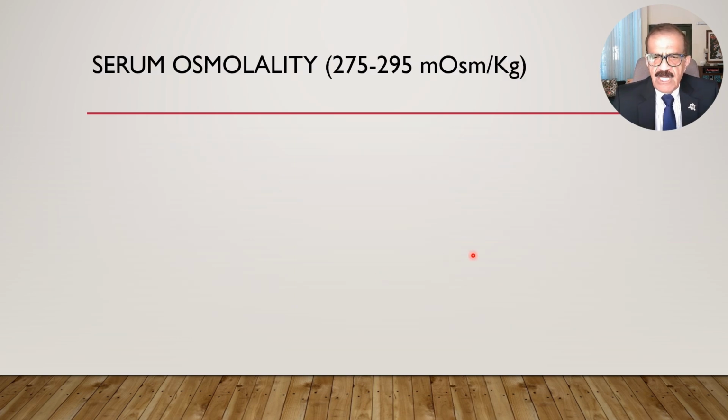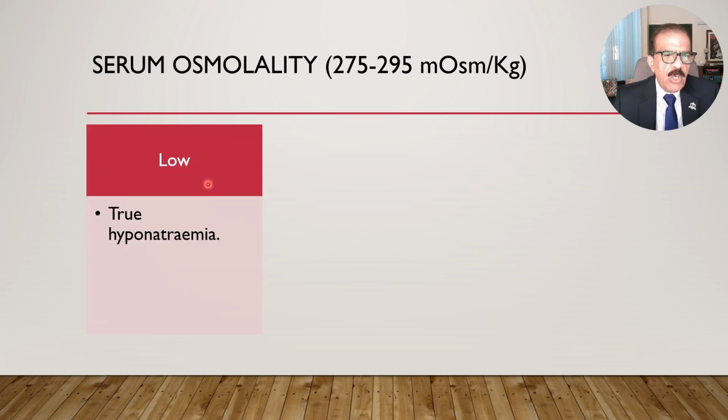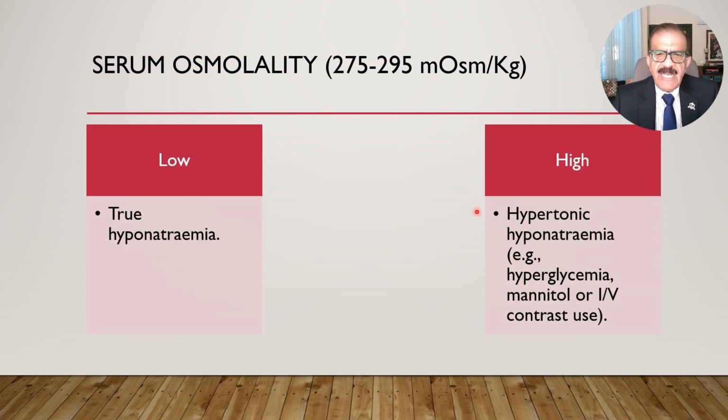Serum osmolality needs to be measured when you have to differentiate between true hyponatremia and pseudo hyponatremia. Now, in a true hyponatremia, serum osmolality will be low, and in this situation, there is hypertonic hyponatremia. Patient has got hyponatremia, but actually serum osmolality is high. This is because there is something else which is increasing osmolality, but that is not sodium.